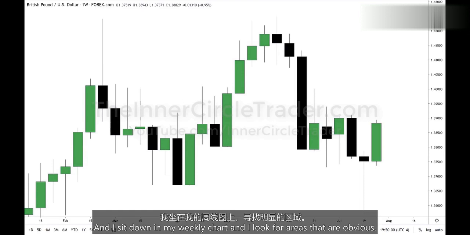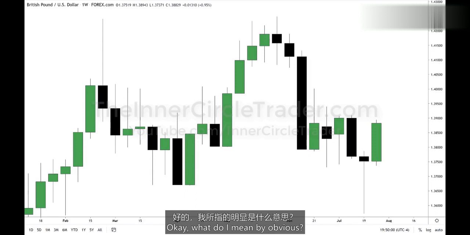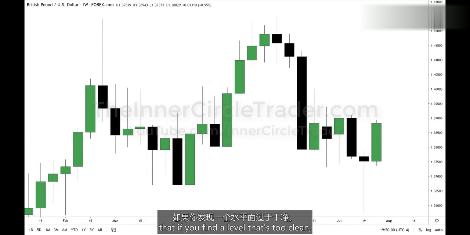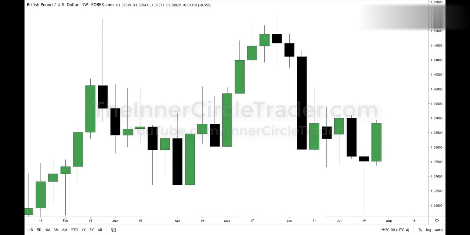And I sit down in my weekly chart and I look for areas that are obvious. Okay, what do I mean by obvious? Years ago I taught that if you find a level that's too clean, okay, and it's too straight edge, chances are it's probably going to get swept. What do I mean by that?